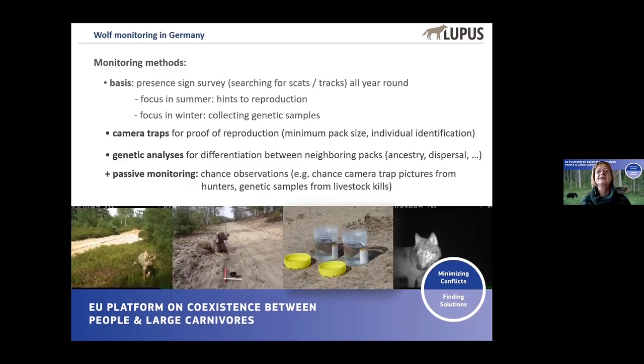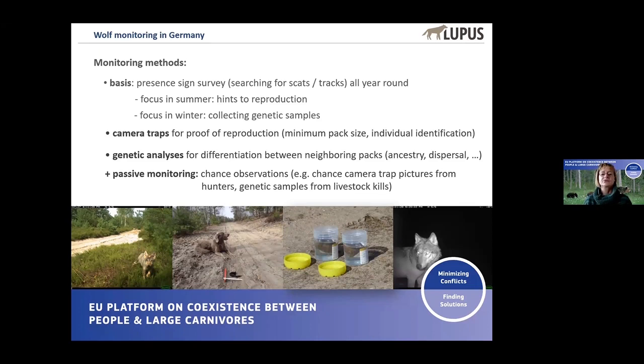So how are data collected? The basis for this is mainly a presence sign survey. So people going out on forest roads and searching mainly for scats. If you have a sandy area or if you are lucky to have snow, you can search for tracks. The problem, and an increasing problem, is we have hardly any snow. So we really rely on year-round data collection. We have a focus in summer to look for signs of reproduction, and in winter, we focus more on collecting genetic samples.